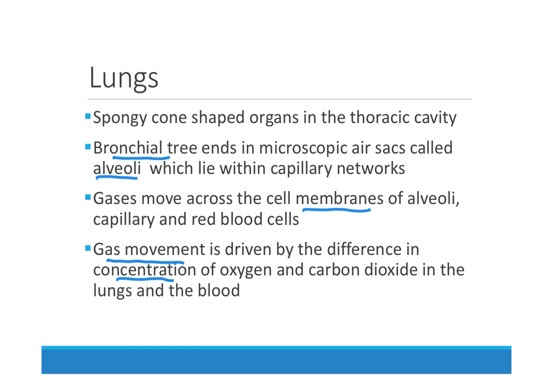So oxygen levels are lower in the blood and higher in the lungs, and so the oxygen moves into the blood, and carbon dioxide is the reverse. It's lower in the lungs, and so it moves out of the blood into the lungs.